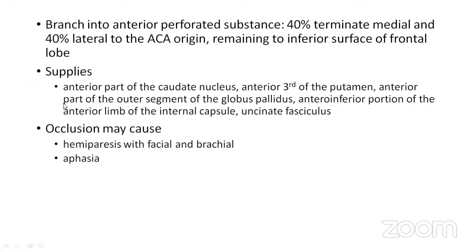It supplies the anterior part of the caudate nucleus, anterior third of the putamen, anterior part of the outer segment of the globus pallidus, anterior inferior portion of the anterior limb of the internal capsule, and the uncinate fasciculus. So its occlusion may cause hemiparesis of the face and brachium, along with aphasia. As it supplies the anterior part of the anterior limb of the internal capsule, the lower limb is spared here.